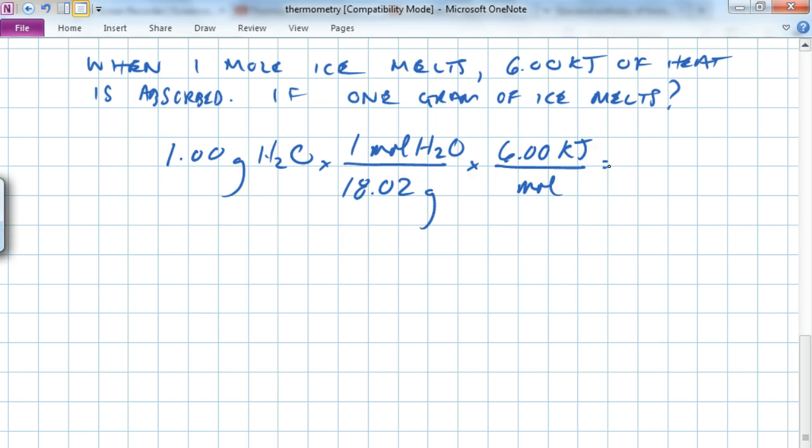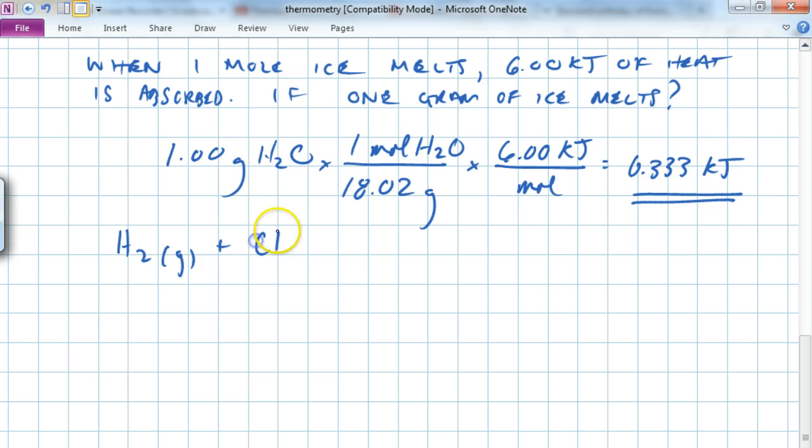Alright, and if we run those numbers, we get 0.333 kilojoules. So because we're not melting a whole mole of ice, which is 18 grams, it only takes 0.333 kilojoules to melt that. Let's look at another example.